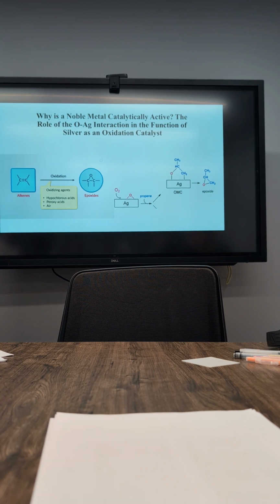So this paper is great if you want something short and sweet. It's all thermodynamics based. The whole point of this paper is silver is a catalyst. What is the most stable oxygen species in silver when it is a catalyst? That is the whole goal of the paper. Very simple. So I just wanted to throw this up.